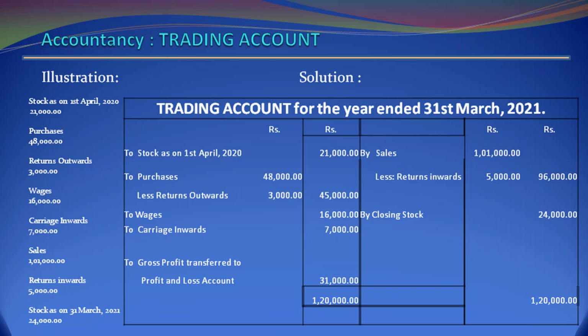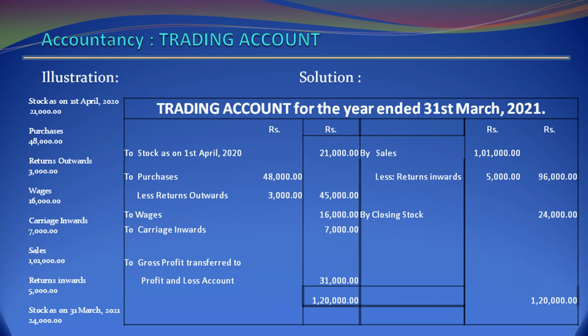Solution. Trading account for the year ended 31st March 2021. Debit side particulars and amount, inner column, outer column. On the credit side, particulars and amount, inner column and outer column. On the debit side, we record opening stock as To stock as on 1st April 21,000 in the outer column. To purchases 48,000 in the inner column. Less returns outwards 3,000 in the inner column. Net of 48,000 minus 3,000, net purchases is 45,000 in the outer column. To wages paid 16,000 in the outer column. To carriage inwards 7,000 in the outer column.